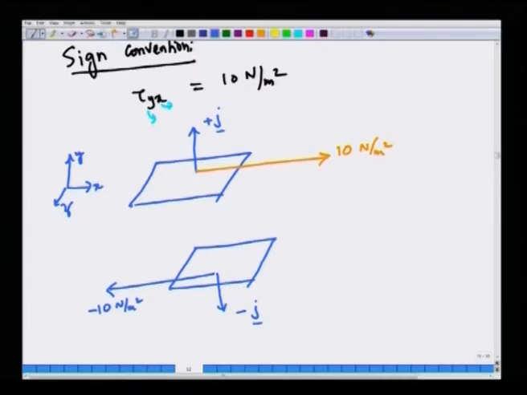But you can see that this is actually a consequence of Newton's third law, because if you take the same point, the forces acting on this surface are equal and opposite. Therefore, this is essentially a consequence of Newton's third law of motion.